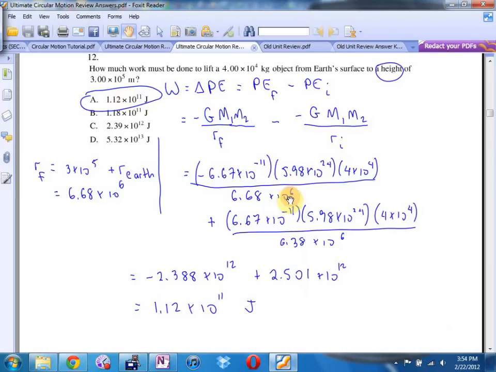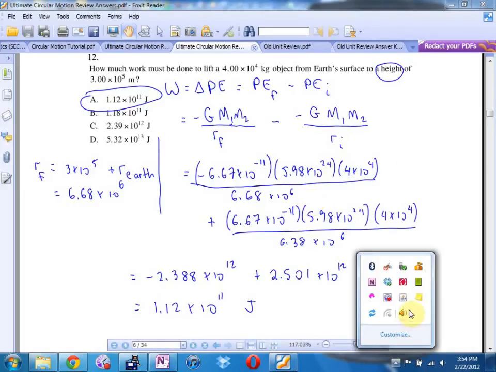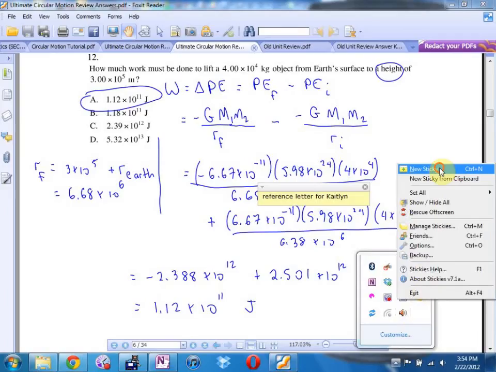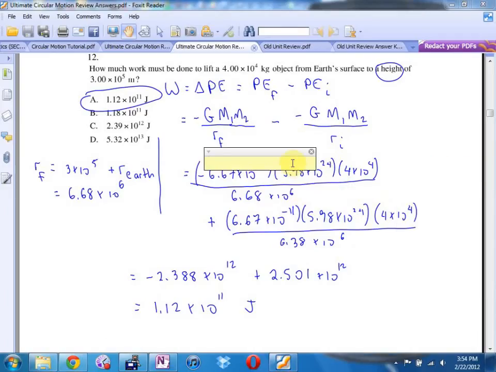You know what? I didn't add the radius. So there's a typo there. Is that what you're saying? That I agree with. So I'm going to go like this. Right click. Oh, reference letter for Caitlin. I already did that. Woohoo. Fix number 12 on circ motion review. R is wrong.